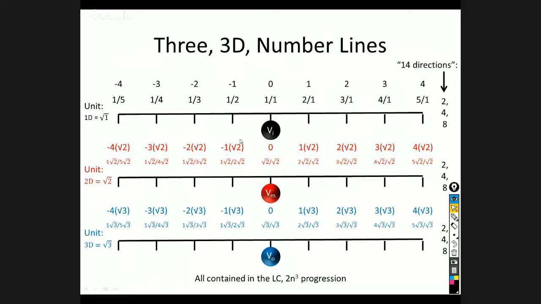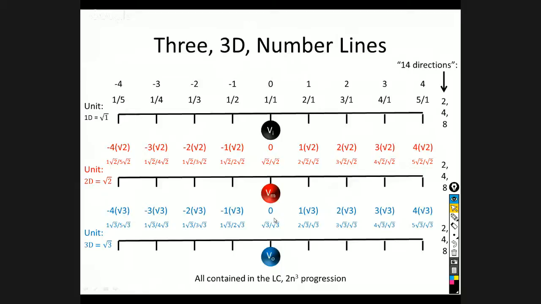And then the negative, because now our unit is down here in the denominator, so now we get the negative numbers. But these numbers are quite different than those numbers. 1 times the square root of 2 is the square root of 2. 2 times the square root of 2 is the square root of 8. 3 times is the square root of 18, and 4 times the square root of 2 is the square root of 32.